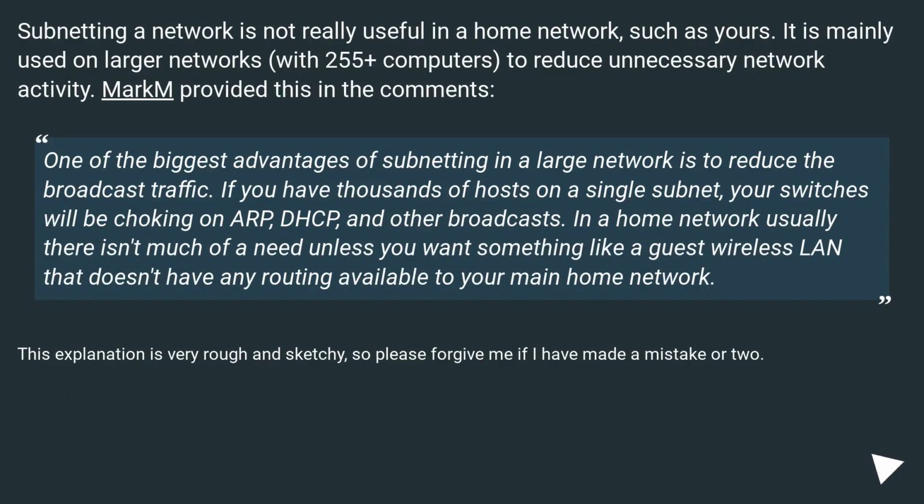Subnetting a network is not really useful in a home network, such as yours. It is mainly used on larger networks, with 255 plus computers, to reduce unnecessary network activity. Mark provided this in the comments.